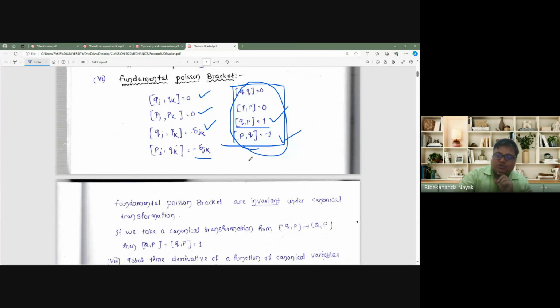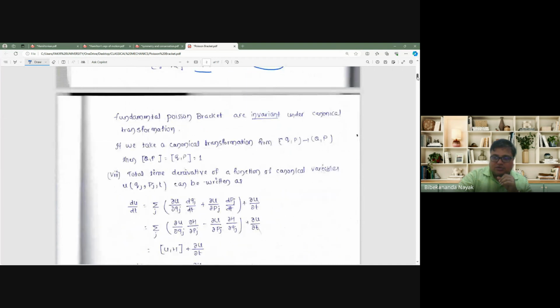For that reason, we have to check whether it is canonical or not. Easy to check. If we take a canonical transformation from q, p to capital Q, P, then the Poisson bracket of Q and P must be 1.